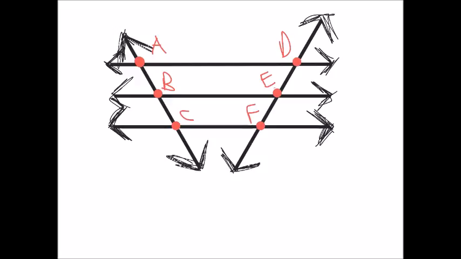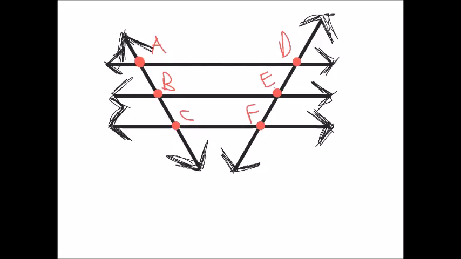So where these parallel lines intersect the transversals, I have made points. We have A, B, C, D, E, and F. So this theorem states that the parallel lines split up the transversals into proportional parts. So let me show you what I mean by this.